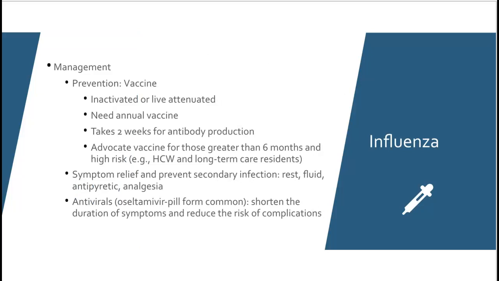So again, best practice management for influenza, prevention is our best management, and that's through our annual vaccinations. They can either get inactivated or live attenuated vaccines, and that will be determined based on whether or not they are able to get live viruses. It does take 2 weeks for antibody production, and we really want to advocate for the vaccine for people who are greater than 6 months, who are high risk. We also want to encourage healthcare workers and long-term residents to get the flu vaccine.